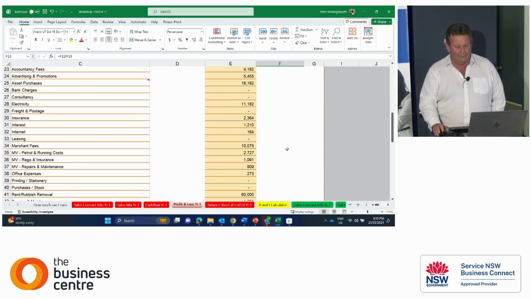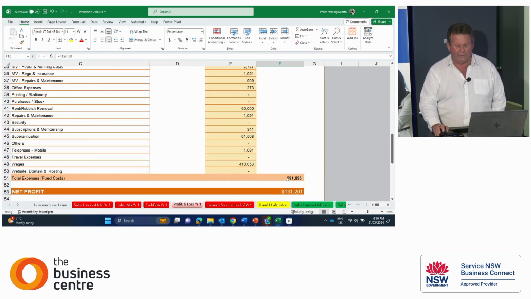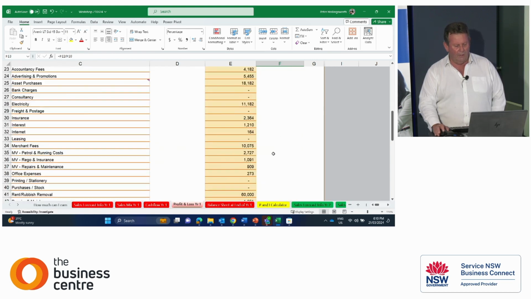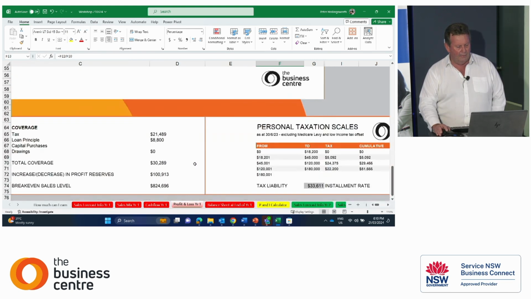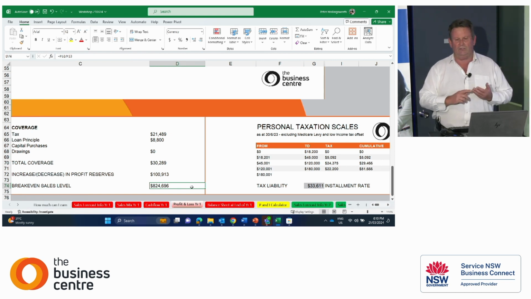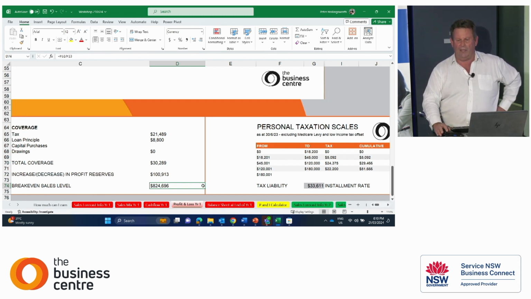So if we divide that 591,000 by 0.7177, we'll get a number of $824,000. So that says to us that we're going to break even. We're going to cover all of our costs for the year when our sales get to $800,000.